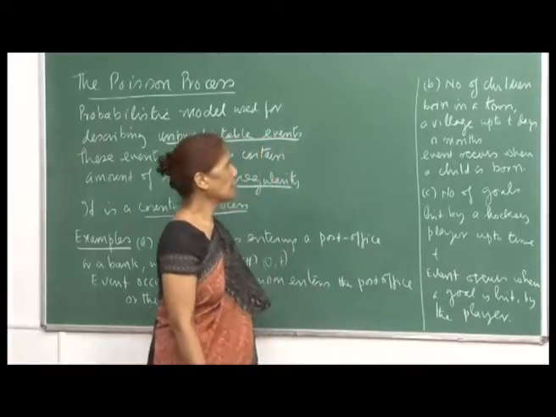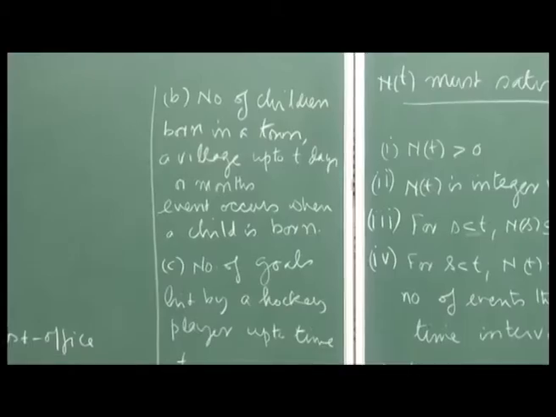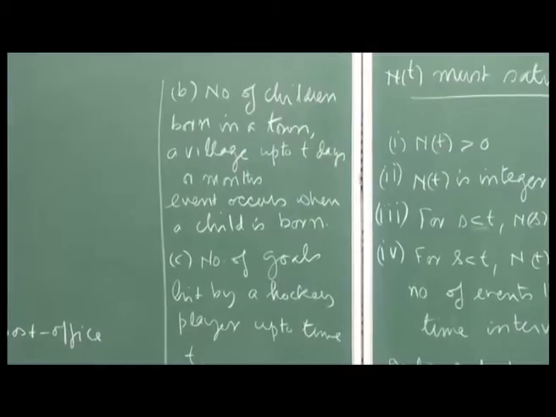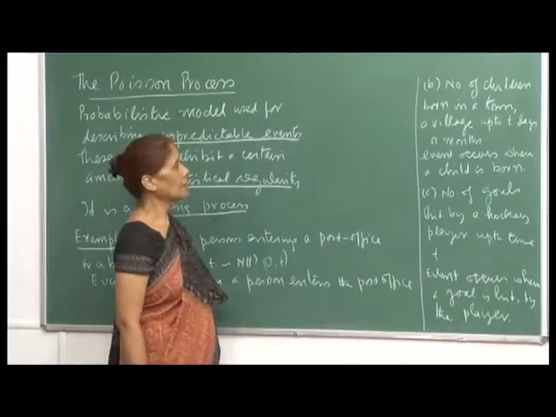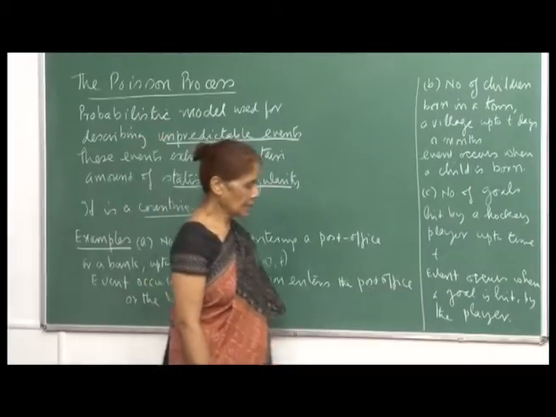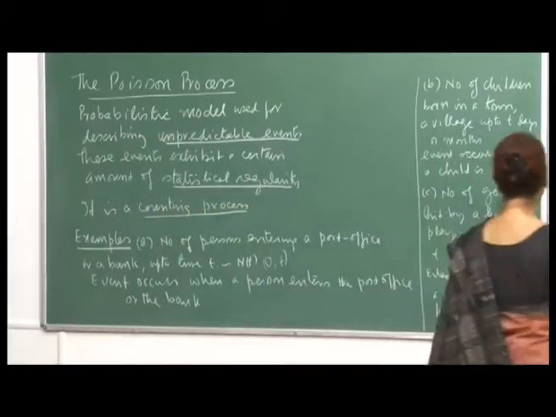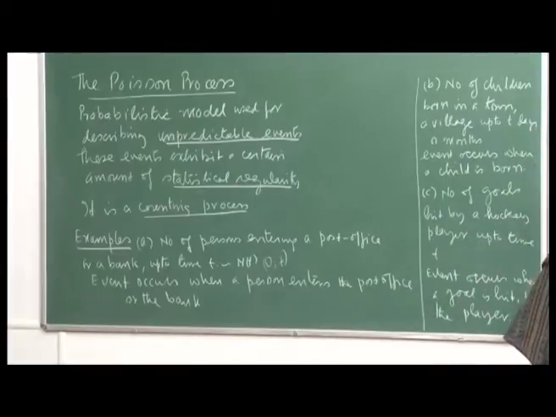Other examples could be the number of children born in a town or a village up to t days or t months, whichever time period you want to fix. The time framework is decided, and then you start the counting process. In this case, an event will occur when a child is born, right. So, you keep counting these events.